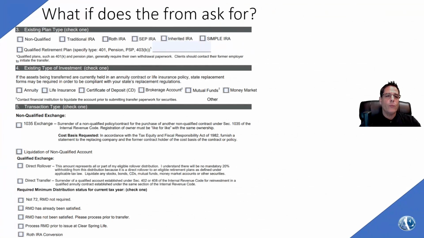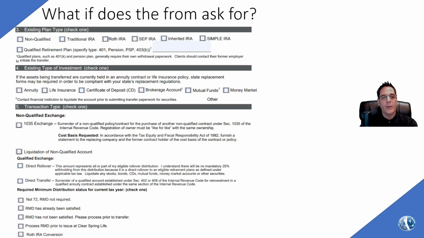So what does the form ask for? I don't know where my English came out here. So you're going to check the existing plan is going to be non-qualified, a traditional, Roth. So here's the form from the company and you check what you need.